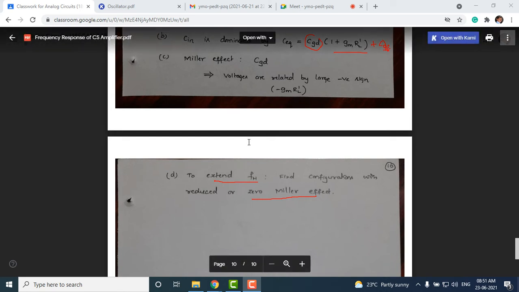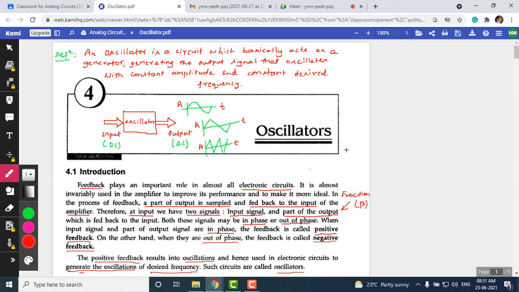With that recap of what we covered in the last class, we will move on to today's topic, which is oscillators. If you look at the syllabus, this is the last chapter of module 2. We started with the amplifier circuits, later we discussed the frequency response, and finally we end up with oscillators in module 2. Now, let us try to understand what we mean by an oscillator.